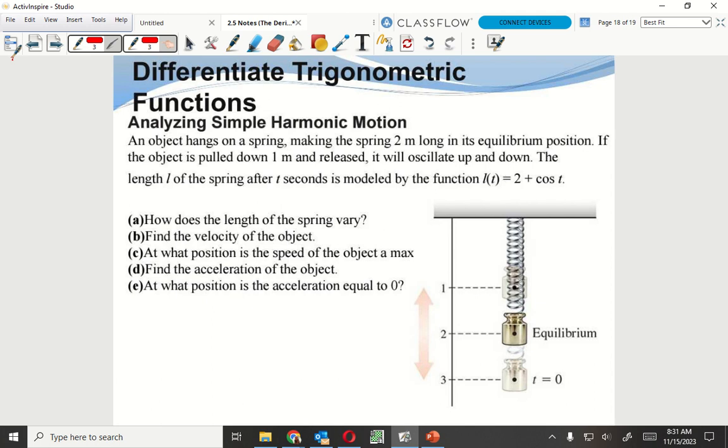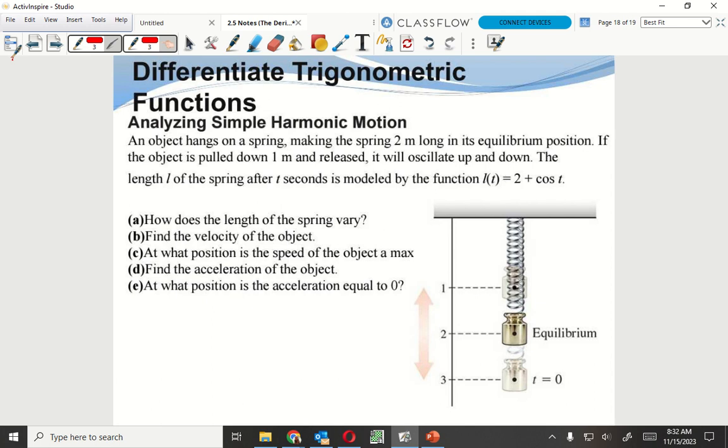All right, let's see. An object hangs on a spring, making the spring 2 meters long in its equilibrium position. If the object is pulled down 1 meter and released, it will oscillate up and down. The length L of the spring after t seconds is modeled by the function L(t) = 2 + cos t. Okay, so how does the length vary?